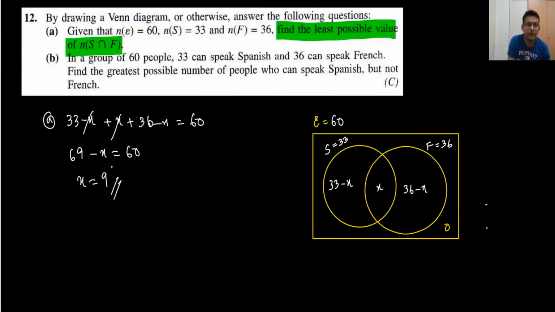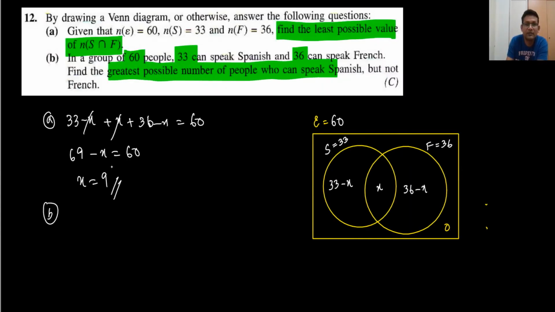Now, moving to the B part. In B part, in a group of 60 people, 33 can speak Spanish, 36 can speak French. Find the greatest possible value. Okay, good. This is the same example, because 60 is there, 33 Spanish is there, 36 French is there, and we need to find the greatest possible value of those who can speak Spanish but not French.